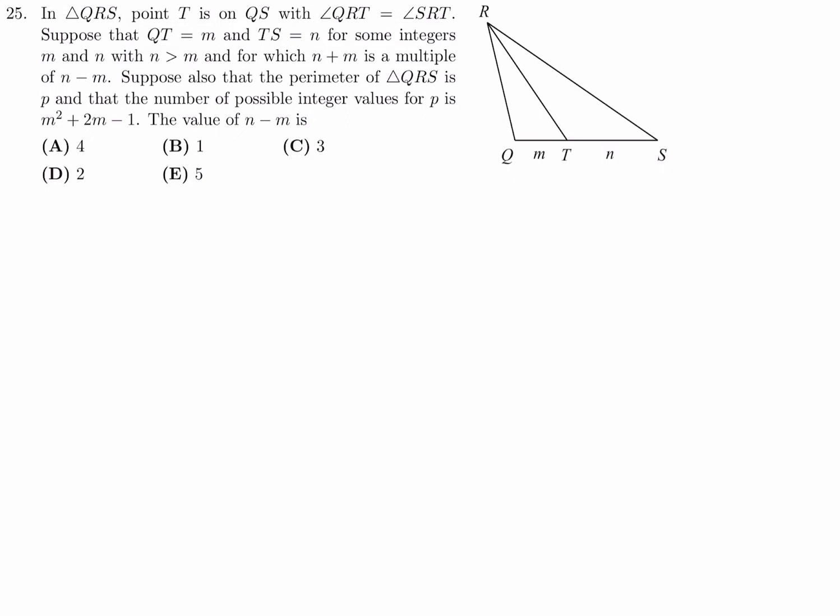Let's do some labeling. Let's call this side RQ equal to X and this side RS equal to Y for now. The very first thing is I've got to label this theta and this theta. So immediately, since that line RT cuts that in half into two equal angles, I immediately think of the angle bisector theorem. And that is going to give me as follows: x over m is equal to y over n, directly from the angle bisector theorem, no tricks at all.